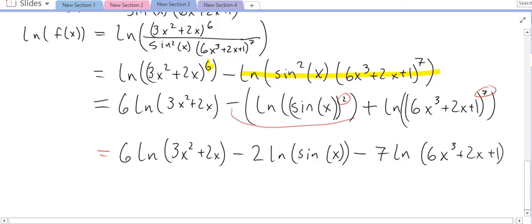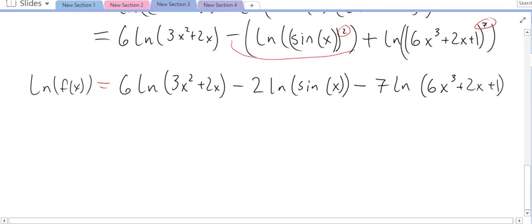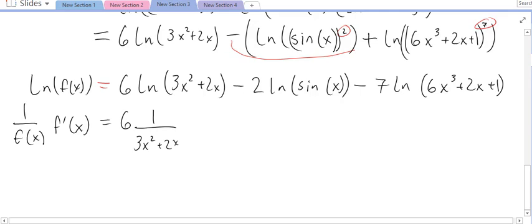And now finally, I feel like I am ready to take the derivative of both sides of this thing. All right, so when we take the derivative on the left, we get 1 over f of x times f prime of x. And on the right, we will get 6 times 1 over 3x squared plus 2x times that derivative of what's on the inside there. So that will be times 6x plus 2.